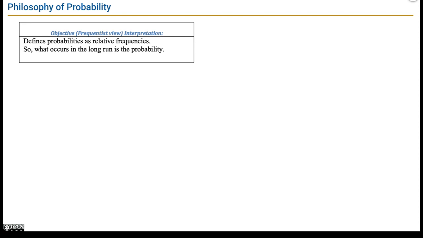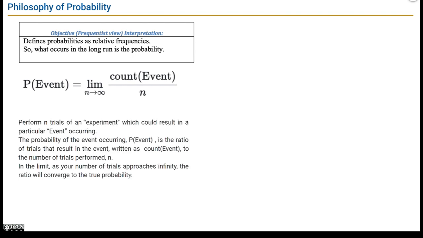So what would occur in the long run if you repeated an experiment over and over? And that is considered the probability. For example, here's the notation, but let's write this out. Let's say I want to come up with the probability of some event occurring. I'm going to perform n trials of some experiment, which could result in that particular event occurring. And then I'm going to define the probability of the event occurring as the ratio of the number of trials that actually resulted in that event. That's what I'm writing up there as count event, divided by the total number of trials.